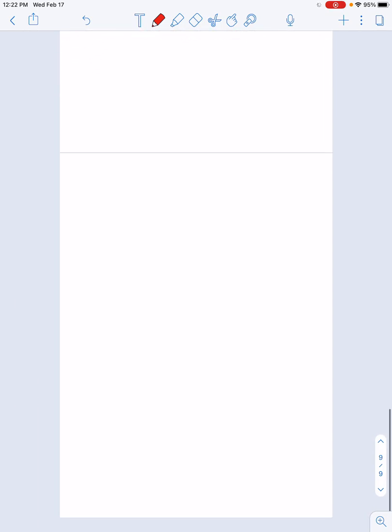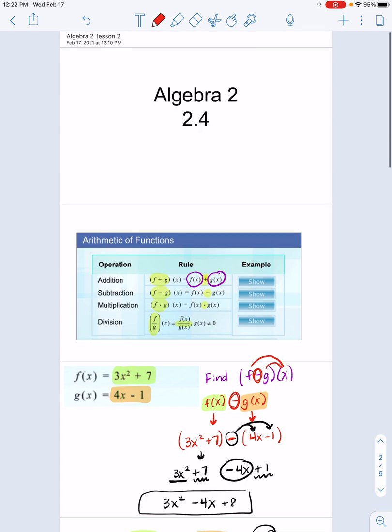Okay, that's it. That's kind of a summary of combining functions for two.